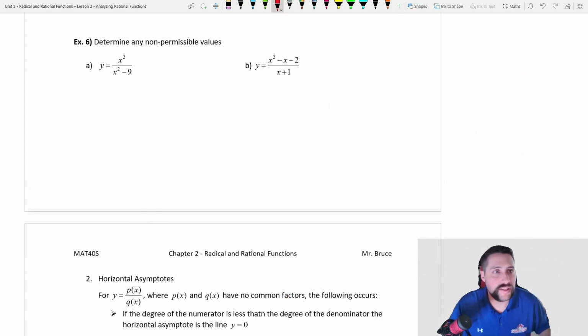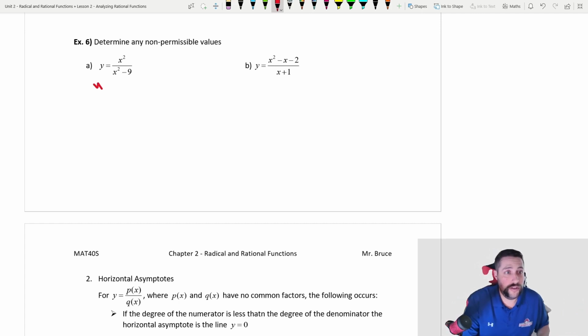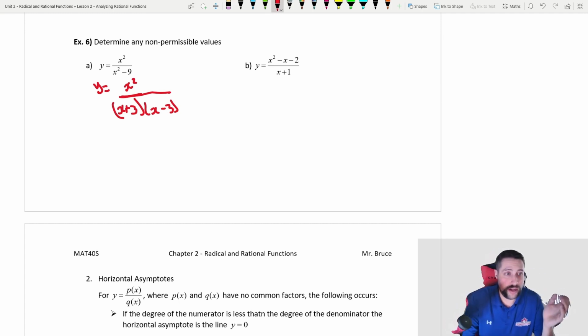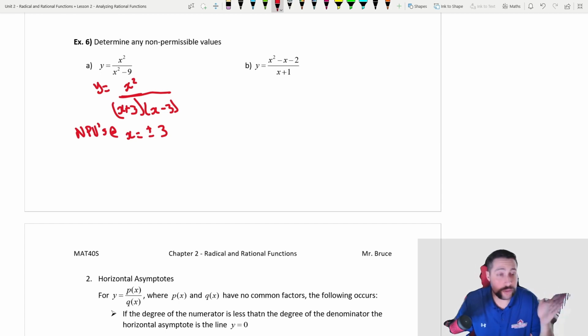Moving on to example number 6. It says determine any non-permissible values. Right away with this particular example, y is equal to x squared divided by x squared minus 9, what we need to do is factor. Right now we can't determine what the NPVs are. I mean, if you can, wonderful. If you can't, factor first, and then we can determine them. So if we factor, this now becomes y is equal to x squared over x plus 3, x minus 3, okay? Because this is a difference of squares. So we can now determine that there are NPVs at x is equal to positive and negative 3. That's where the NPVs are.